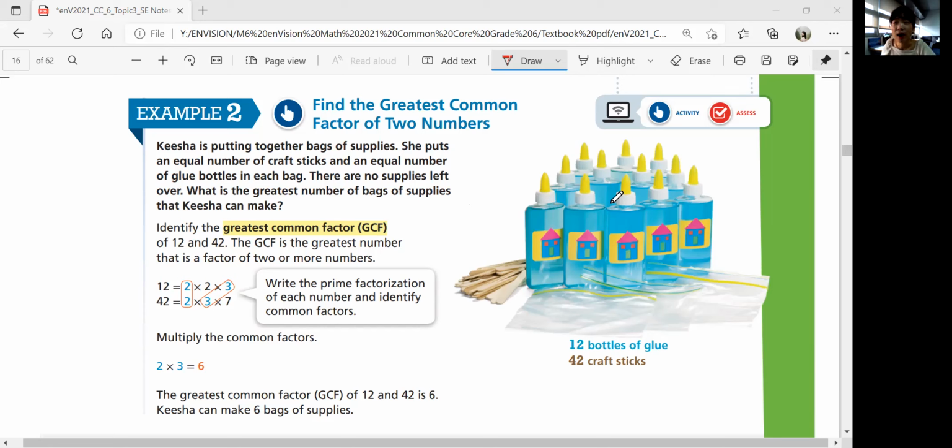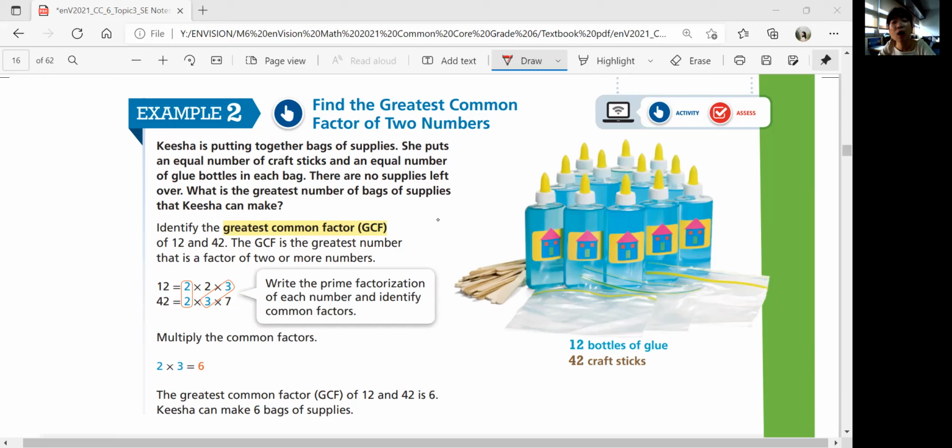First, we're going to identify something called the greatest common factor. What is the greatest common factor? GCF is a factor of 2 or more numbers. So we're going to look at all their factors. Let's factor out 12 and 42. Let's make a prime factorization. 12 could be written as 2 times 2 times 3. 42 could be 2 times 3 times 7.